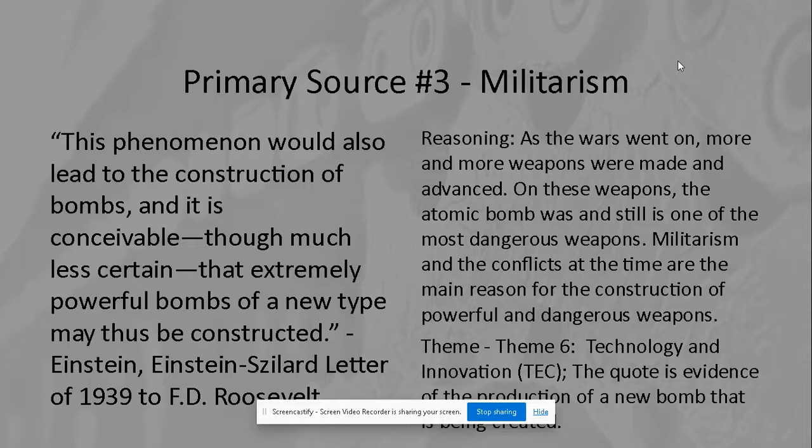Primary source number 3: Militarism. This is a quote from the Einstein letter he sent to President Roosevelt. As wars went on, more and more weapons were made and advanced. Of these weapons, the atomic bomb was and still is one of the most dangerous weapons created. Militarism and the conflicts at the time are the main reason for the construction of powerful and dangerous weapons in both World War One and in World War Two. The theme represented is theme 6: technology and innovation.